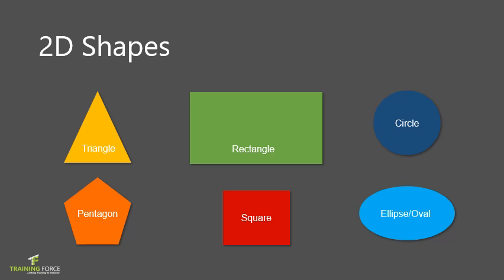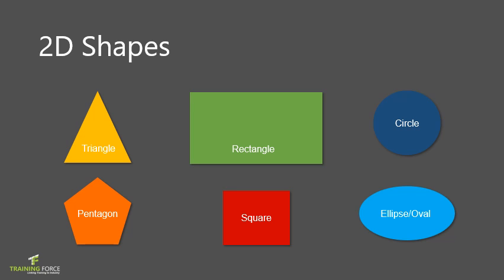Shapes like triangles, rectangles, circles, pentagons, squares, ellipses or ovals, and hexagons are all types of shapes. Now each of those shapes has different sides. A triangle, for instance, has 3 sides. A pentagon has 1, 2, 3, 4, 5 sides. A square has 4. An ellipse is round, and a circle is perfectly round.